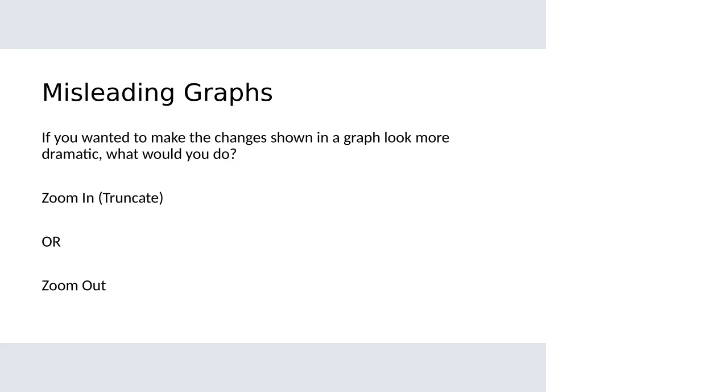Misleading graphs, a way to sort of get somebody to see your point of view, if you will. If you wanted to make the changes that are shown in a graph look more dramatic, and those are the key words here, what would you do?